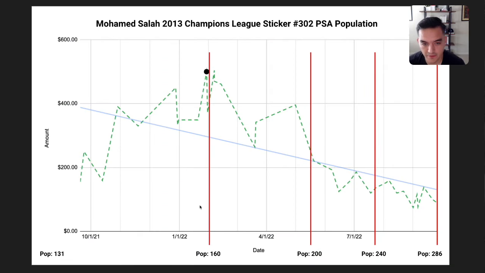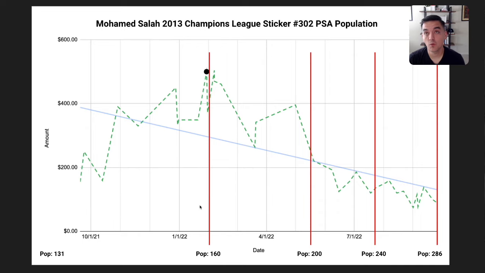So this graph I put together is basically from a year ago, October 1st of 2021 through today. And you can see back in October 1st of 2021, the pop was around 131 total, and the price was around $200. And that price kind of ticked up through the beginning of 2022. And right where that green dot is, almost at the peak, is where I bought this sticker, I think for like $450 or $470, somewhere in there. And at the time, you can see this was right around the time the pop was 160 in total.